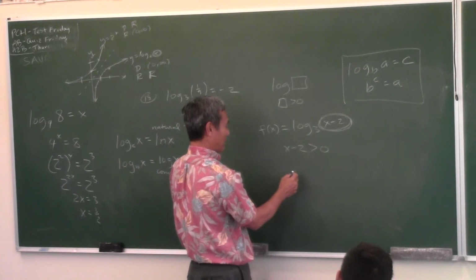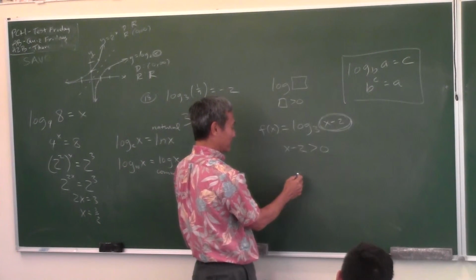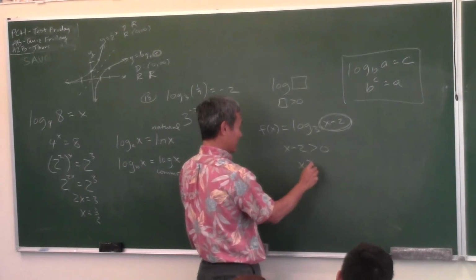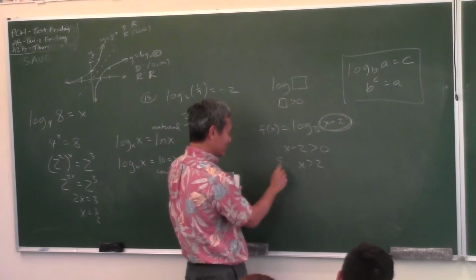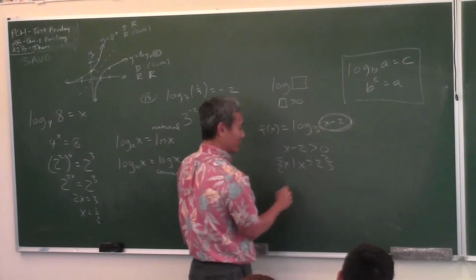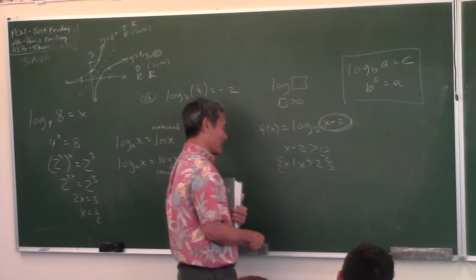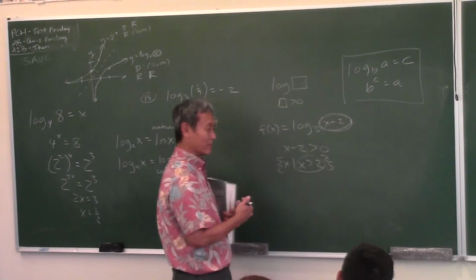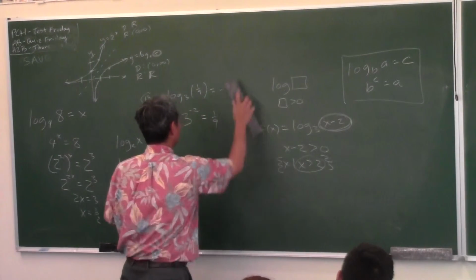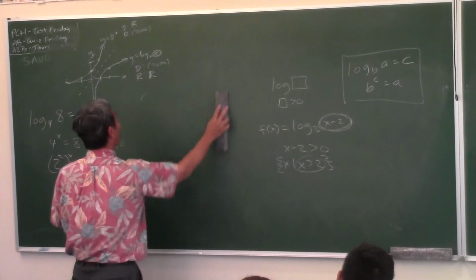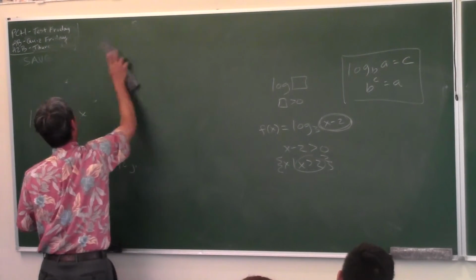Add 2 to both sides, and so you get x is greater than 2. That's your domain. But of course, remember I told you that domain is a set, so you should write it as a set. However, since it's algebra 2b, if you just wrote x is greater than 2, I'll give you credit. Okay, but then of course, then you get the harder problems. Too bad I'm erasing this.